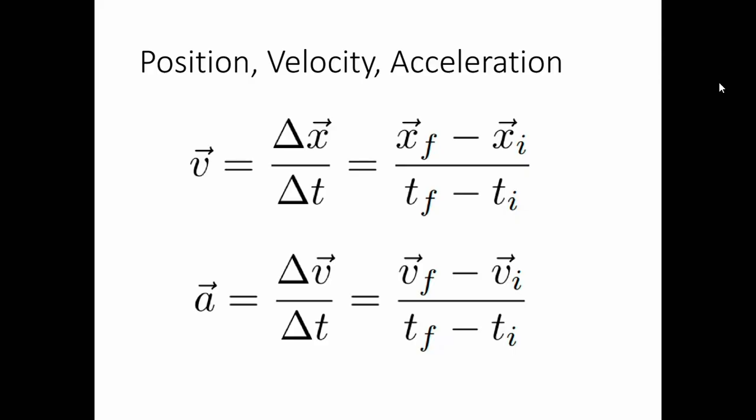So the way you would read this is delta x divided by delta t, and that means the change in position divided by the change in time. And then acceleration has a very similar looking version of this equation where you replace the position with the velocity. So this is delta v over delta t, which means change in velocity over change in time. So these are the relationships between position, velocity, and acceleration.